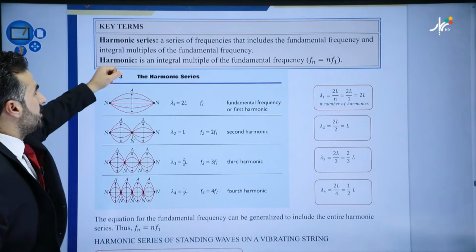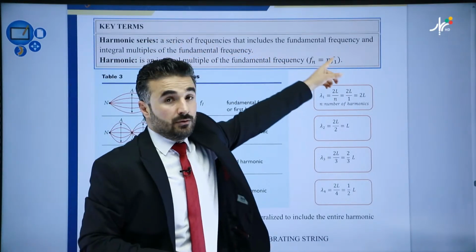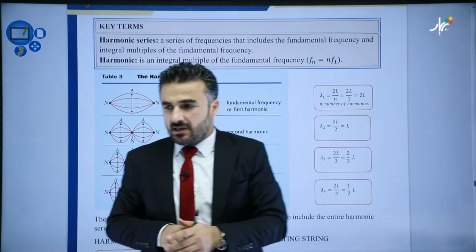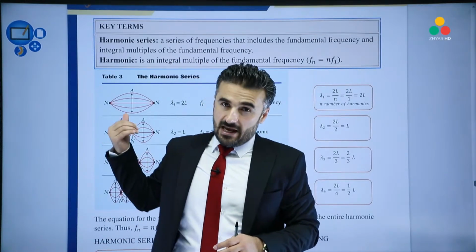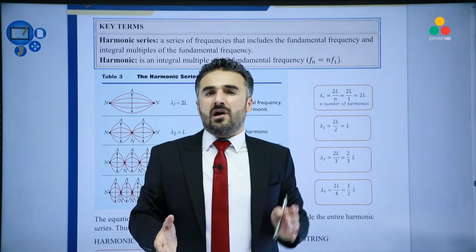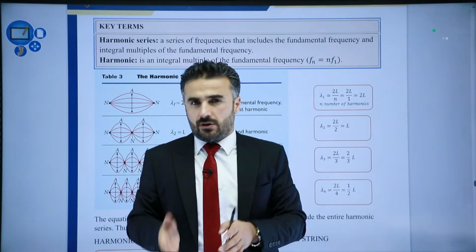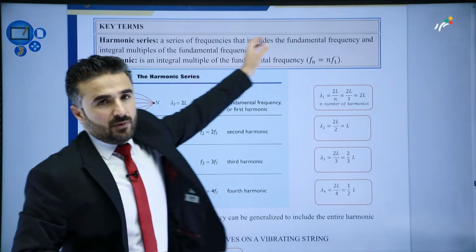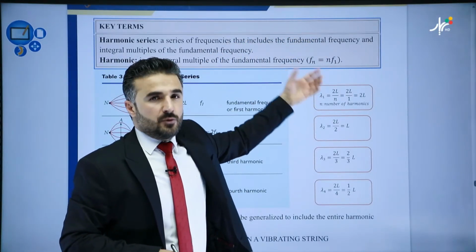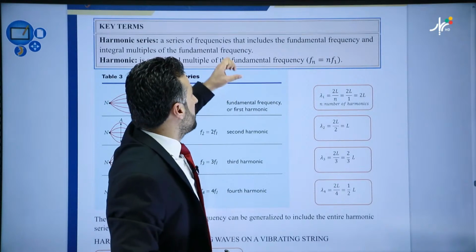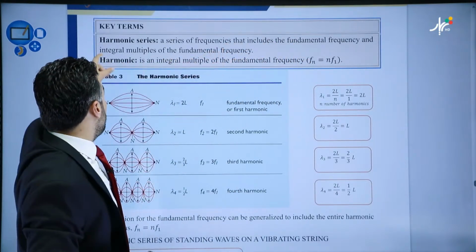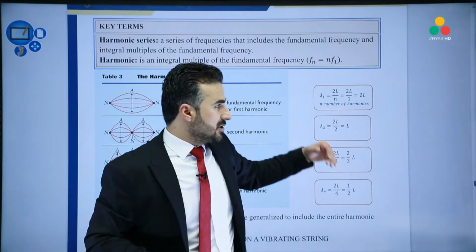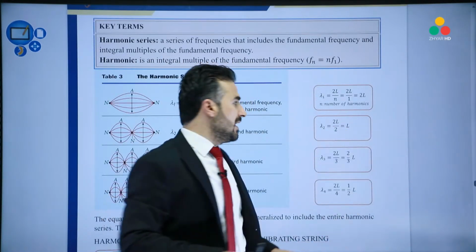So what is the harmonic series? It is a series of frequencies that include the fundamental frequency, that is 1, and integral multiples of that fundamental frequency. For example, we have the fundamental frequency, and of course we name it F1. So the harmonic series would be integral multiples of that fundamental. For example, the second harmonic is going to be 2 times the first one.